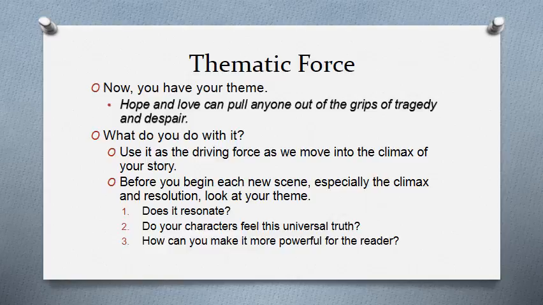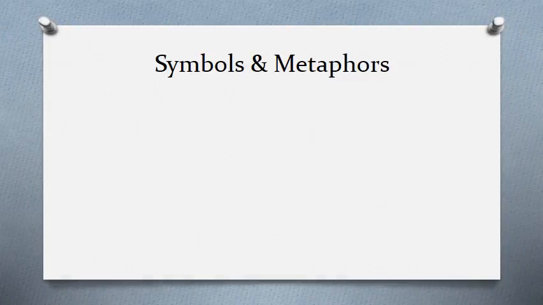So when you begin each scene, especially the climax and resolution, I want you to take a look at that theme. Make sure that it's resonating with your characters. We don't want to preach to our audience, but we want to make sure that that theme is being felt by our characters through their actions and their dialogue. Do the characters feel the universal truth? Can you make it more powerful to the reader? So we really want to make sure that the reader feels that tragedy and despair and how love and hope has conquered and pulled that character out of those dark moments.